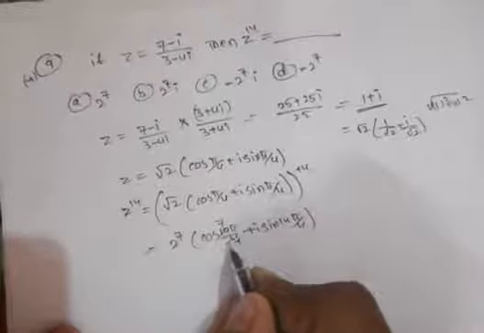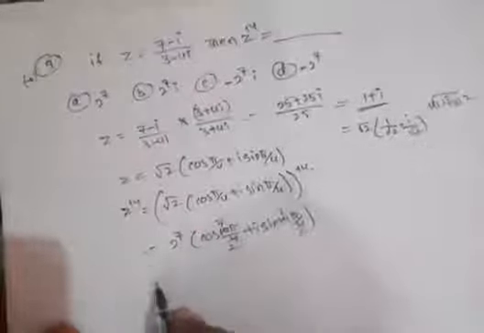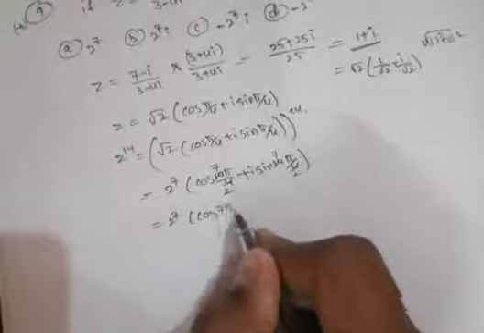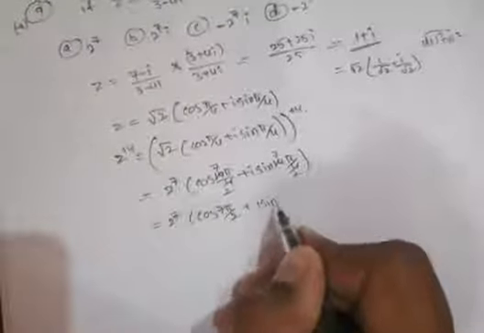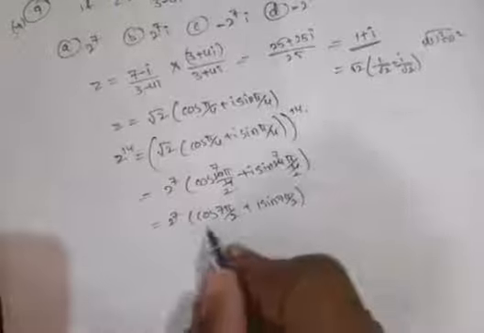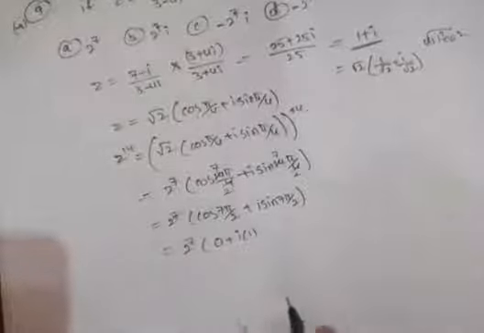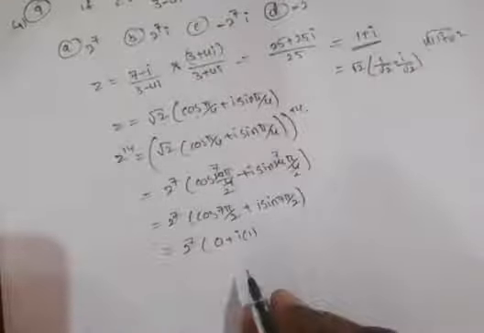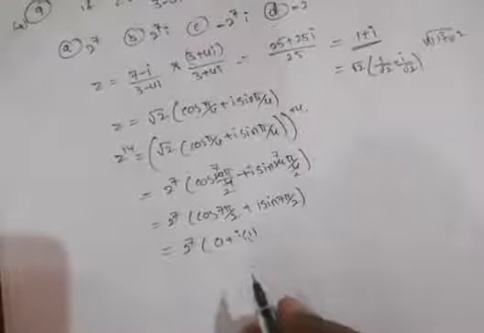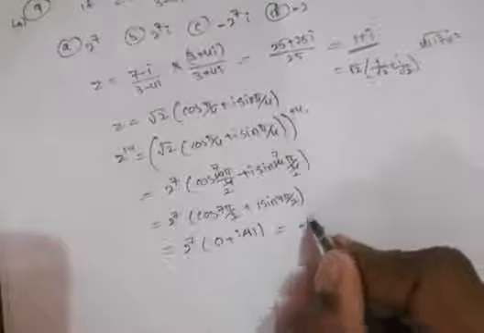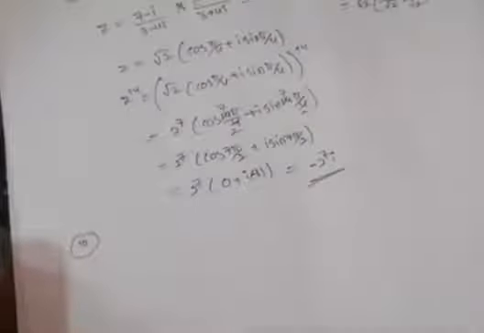Here 7s are 2s are, 7s are 2s are. So 2 power 7 into cos 7 pi by 2 plus i sin 7 pi by 2. Cos 7 pi by 2 means it is 0, plus i into minus 1, that is nothing but minus 2 power 7 i. So your option C is the correct answer.